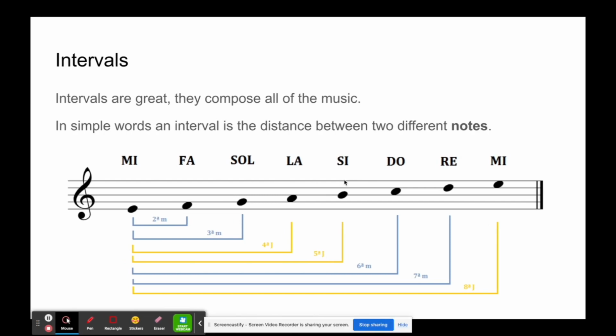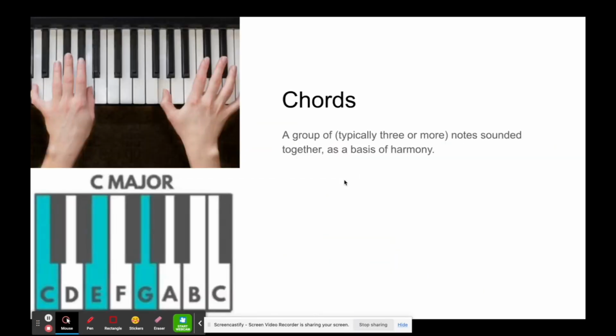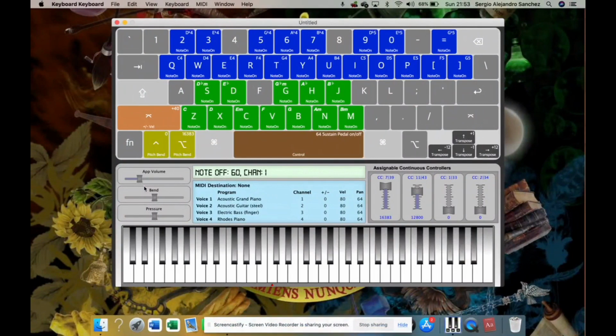Then we have chords. A chord is a group of typically 3 or more notes, which we can think of as intervals, sounded together as a basis of harmony. So, for example, the C major chord is just two intervals of 3. It's do and mi and sol. So this is the C major chord, and that's how music is made.